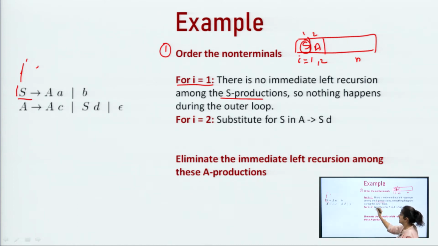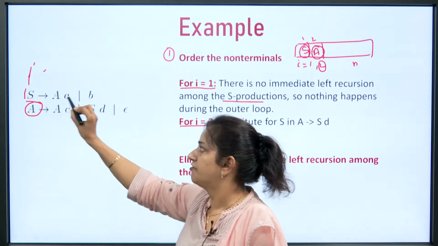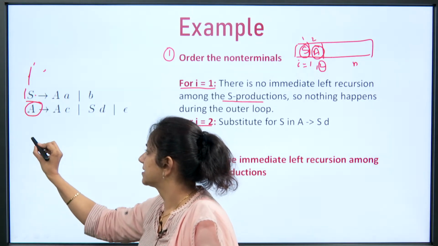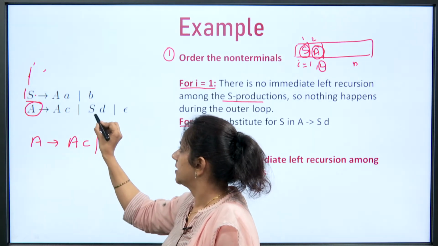So, here we will have the same S to AA and B. Next we increase the value of I and it will be 2. For I equal to 2, the non-terminal is capital A, so we will look at the A productions. Now, we will see the non-terminals before it. Before A there is the non-terminal capital S. We check whether there is any indirect left recursion due to the non-terminals coming before A. A to AC is the first alternate, and the second alternate is SD.